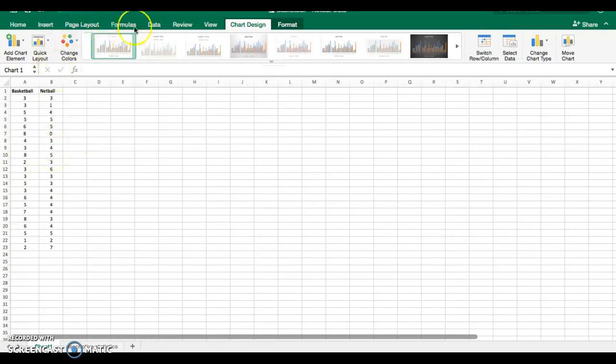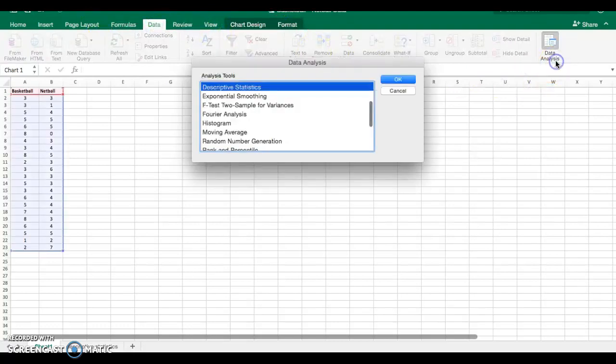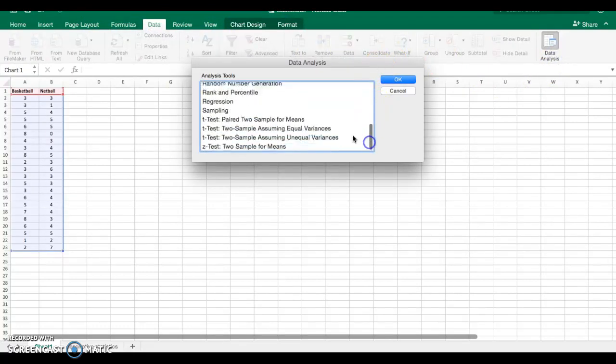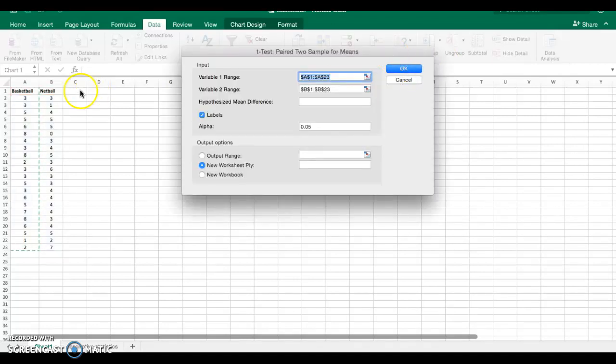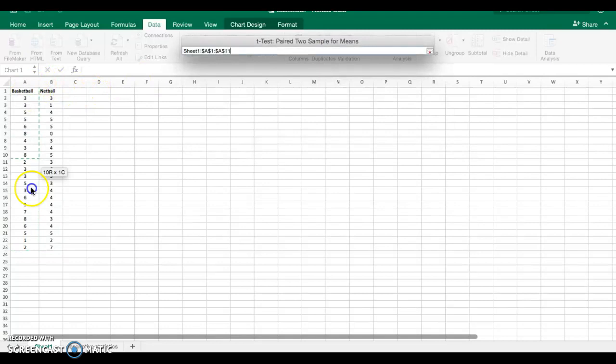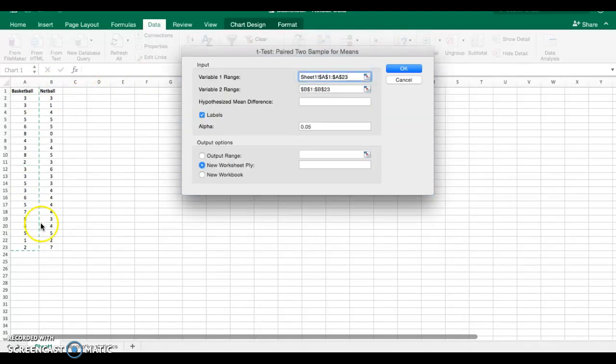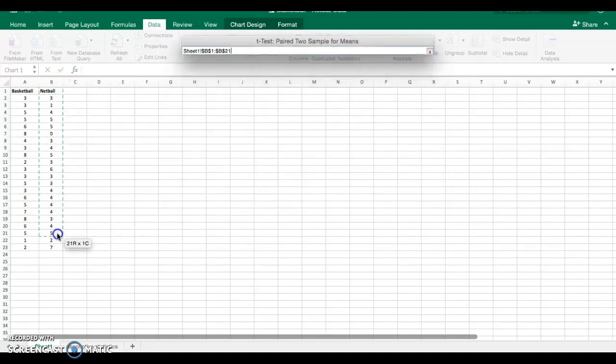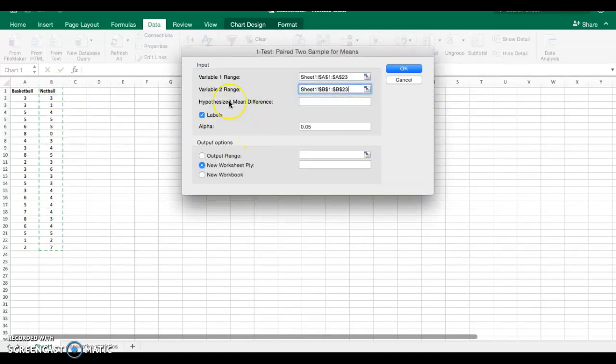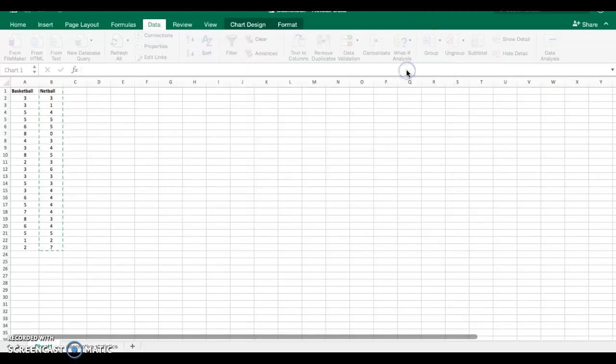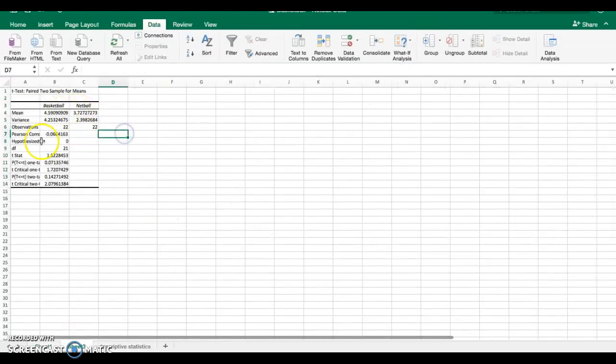So I'm then going to do the t-test. So I go back into data and then back into data analysis. I'm then going to go down and press onto two paired means. Okay, so the first one is going to be basketball. So I go down like this. And then the second is going to be netball. So I go down like this. Okay, so it's important that you press the labels to ensure the two names aren't involved in the data. And then press OK. So again, this is going to take me to another sheet.